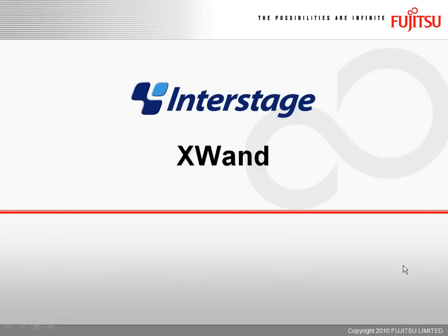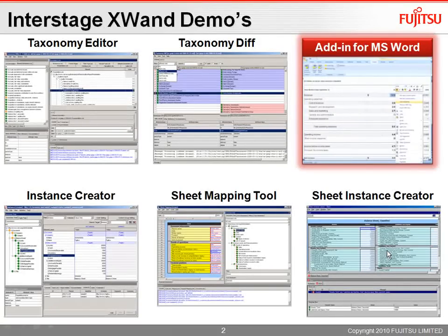In today's demo, we're going to have a look at the word tagging feature that's available in Interstage XWand. This is a tool that you can use as an add-in to Microsoft Word, and it allows you to take your Microsoft Word documents that may contain your financial statements or your balance sheet or some kind of report, and generate XBRL data from it. So it allows you to do the tagging within the document, within the Microsoft Word environment itself, and to create an XBRL document that can be submitted to something like the SEC.